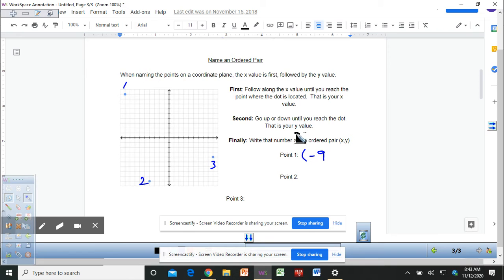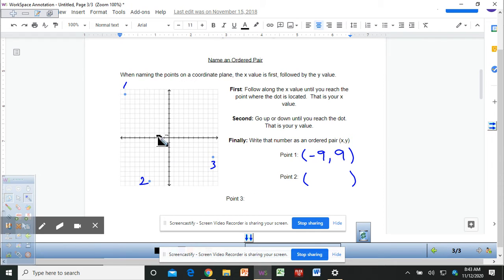Then we're going to count up to find our y value. 1, 2, 3, 4, 5, 6, 7, 8, 9, 10. Let me see if I count that right. 1, 2, 3, 4, 5, 6, 7, 8, 9. See, I counted wrong. So it is 9 spots up, so that's why it's a positive number. So our coordinate would be -9, 9.